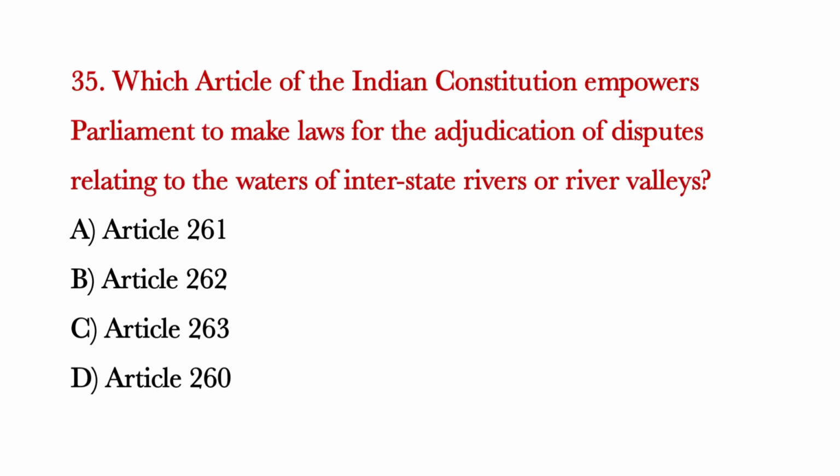Which article of the Indian Constitution empowers Parliament to make laws for the adjudication of disputes relating to the water of interstate rivers or river valleys? Correct answer is option B, Article 262.